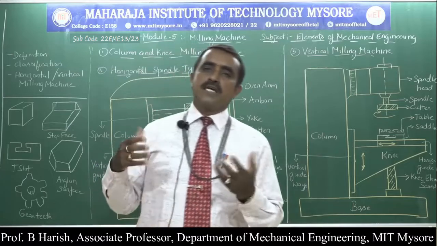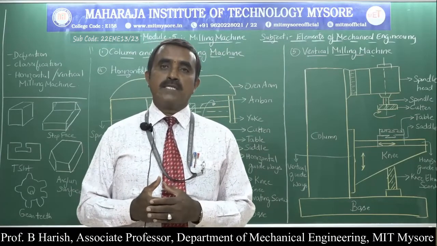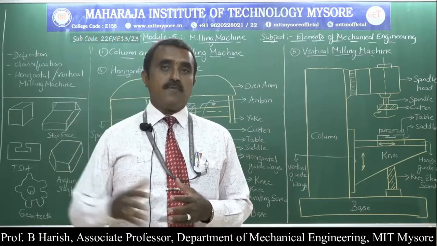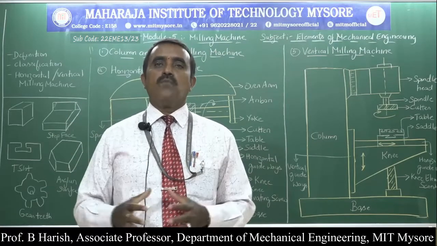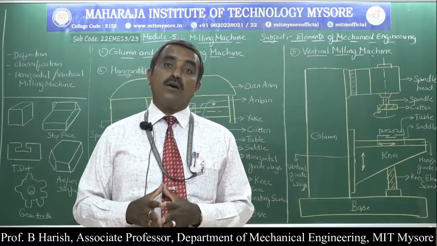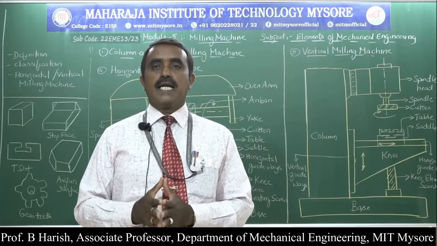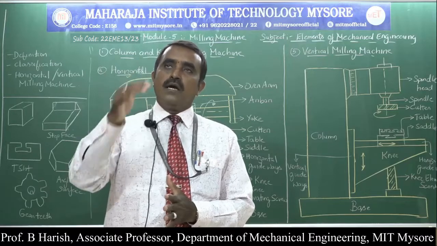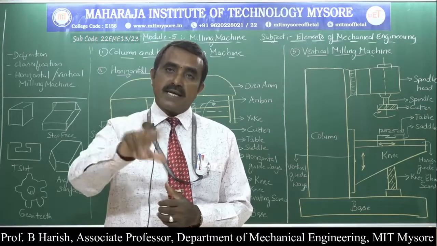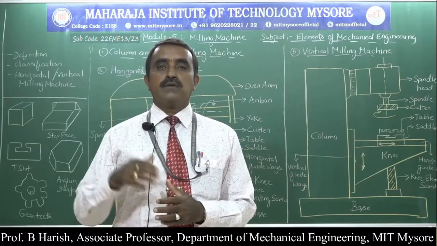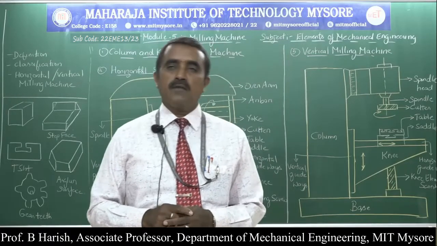Like that we have special purpose milling machines, such as gear cutting milling machines. These are the advanced types of milling machines. At this level, we'll discuss only one particular type, the column and knee type of milling machine. Under the column and knee type, it is once again classified into two types: horizontal spindle milling machine and vertical spindle milling machine.